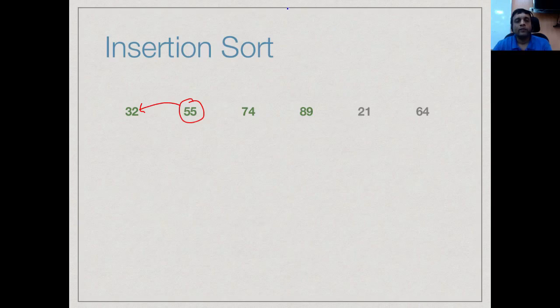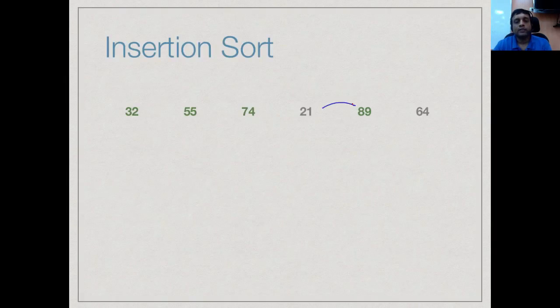Now I will look at the next element, which is 21, right? So 21 will get exchanged with 89. Then it will get exchanged all the way to the left. So I'll exchange 21 with 74, then I will exchange 21 with 55, then I will exchange 21 with 32. And now once again I will stop because I've reached the leftmost position. There's nothing to the left.